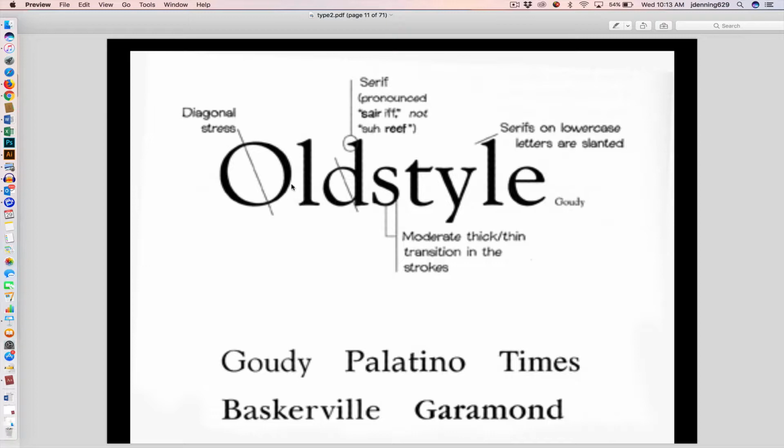And then there's these transitions. So the stroke of the letter can be uniform where there's no thick, thin transition, but in old style fonts, there's usually a pretty moderate thick, thin transition in the stroke. So notice the O. There's a definite transition from the thickest part of the letter to the thinnest part of the letter, and the same with the S. And then there's a diagonal stress in old style fonts. So you see that it kind of tilts a little bit. Instead of going straight up and down, there's a tiny tilt to that O. And there's a diagonal stress on the D as well. And fonts that fall into this family, Gaudi, Palatino, Times, Bakersfield, Garamond, are all considered old style fonts.